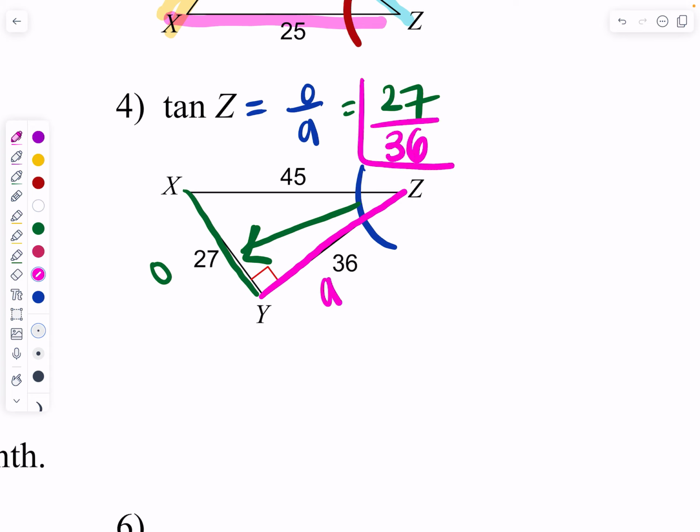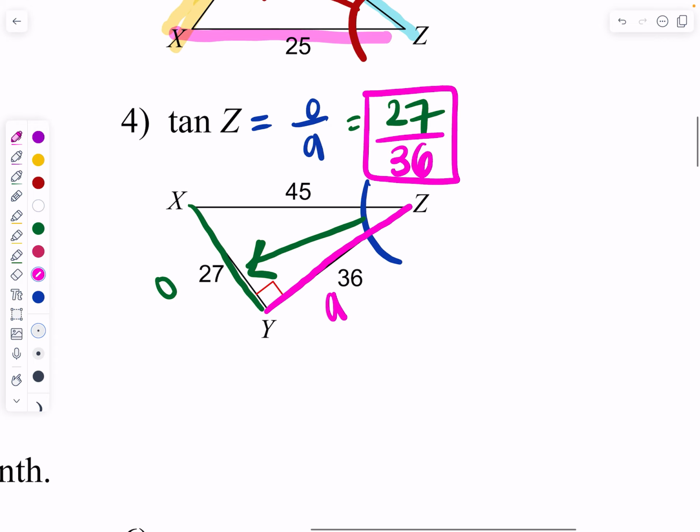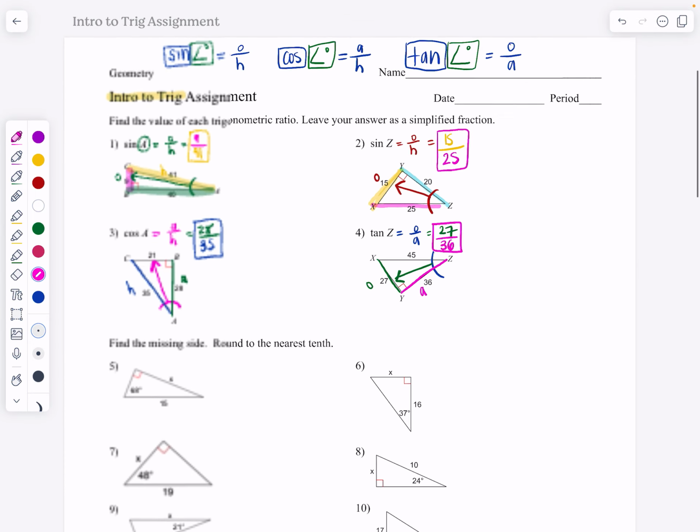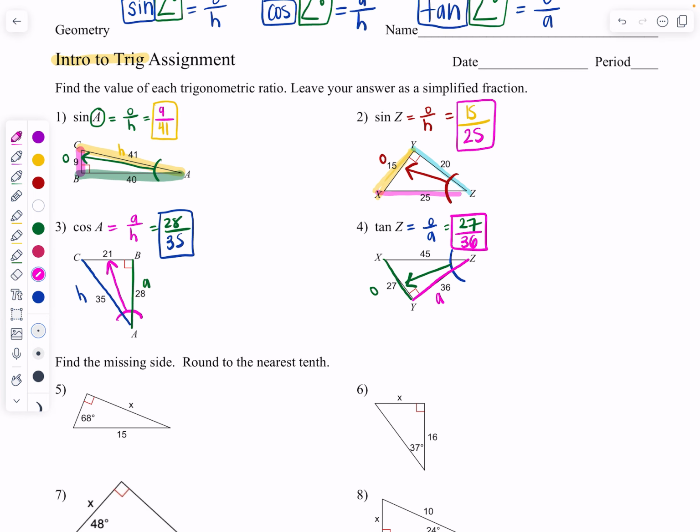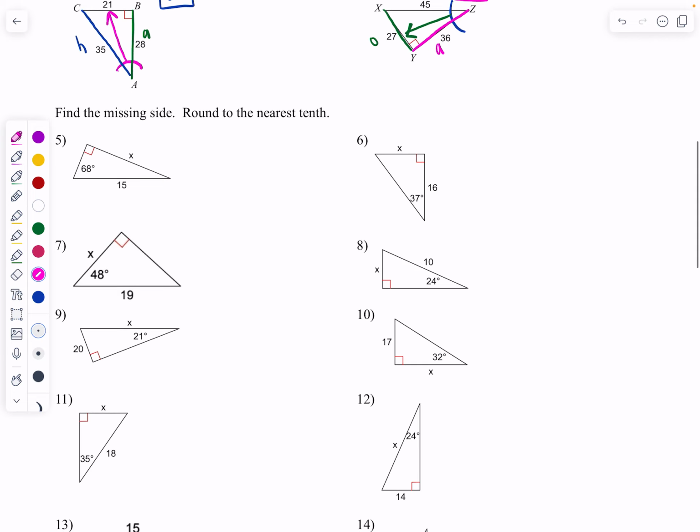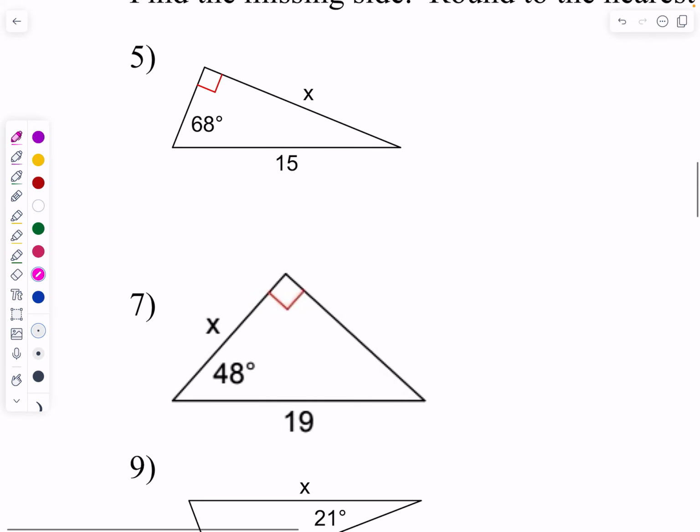So opposite over adjacent is going to be 27 over 36. Again, we'll worry about simplifying those later. For now, I'm just getting you used to setting up your ratios. We will reduce them later. Now the directions on the next set say to find the missing side. For now, we're just going to set up each piece, okay? And we'll start solving after spring break.